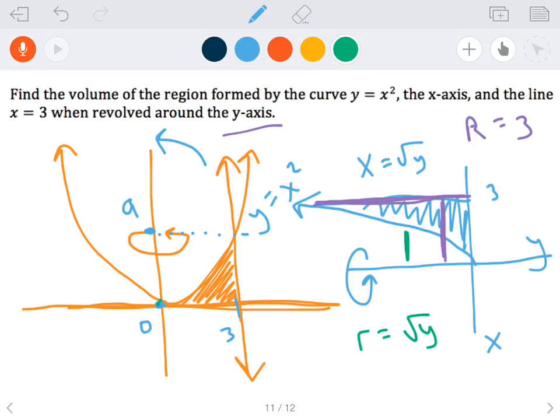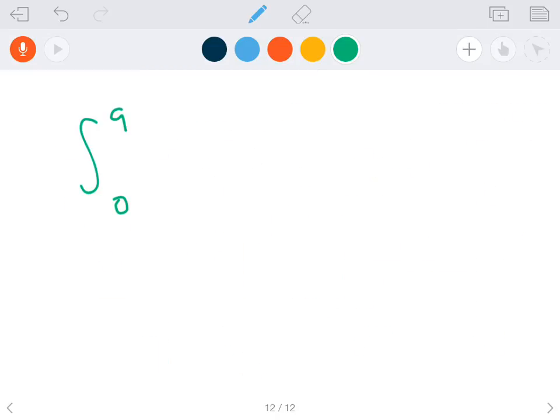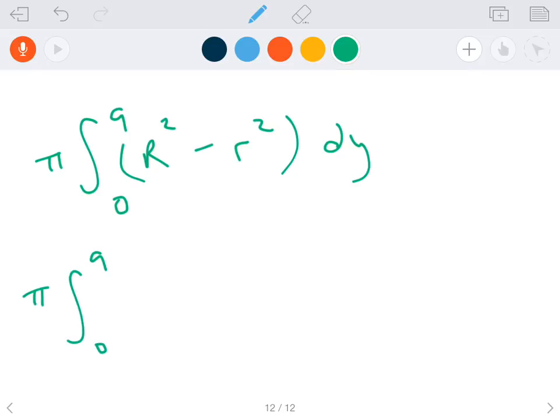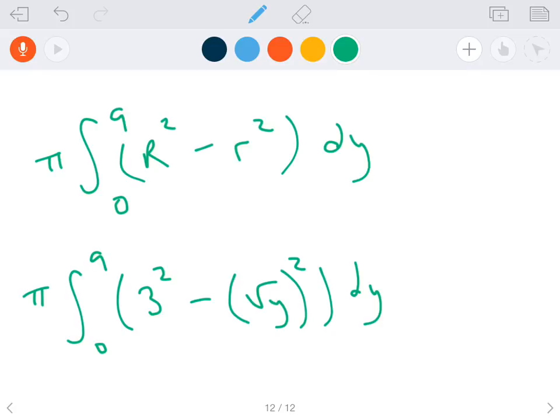And so when I go to set up my integral, I need the integral from 0 to 9, because I'm going from my y coordinates, right, from 0 to 9. And it's pi times big R squared minus little r squared. And this time I'm going to do it in terms of dy. So very nice. We said that big R is 3, minus little r, which is the function. And then I can evaluate that.